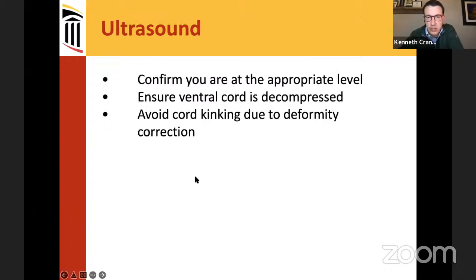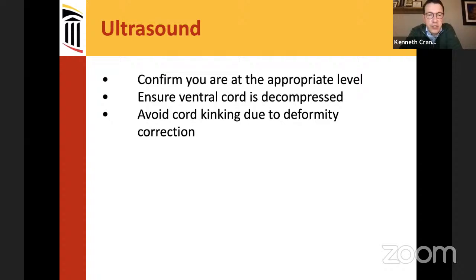Ultrasound can also be helpful because it helps you confirm that you're at the appropriate level. Obviously, we use fluoro for that, but once you're actually in there and you perform the laminectomy, it's comforting to use the ultrasound as soon as the laminectomy is done and actually see the fragment that you're worried about pushing on the spinal cord from the front before you start drilling into the pedicles.